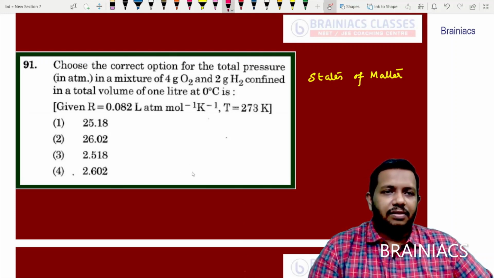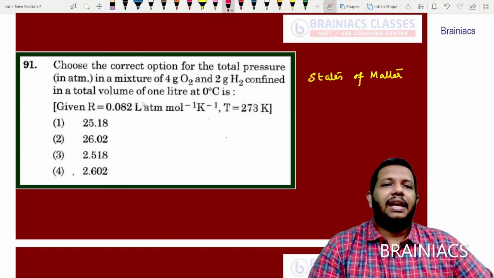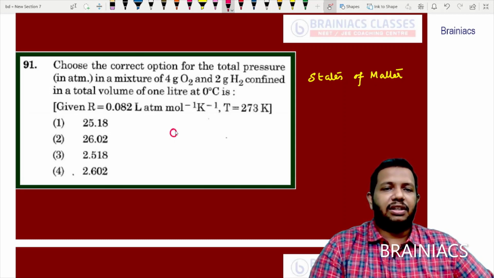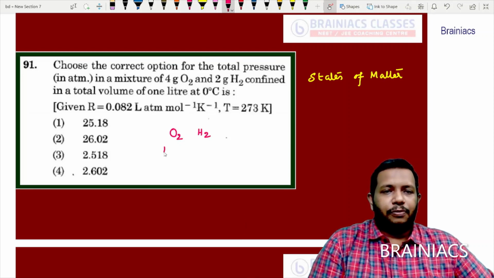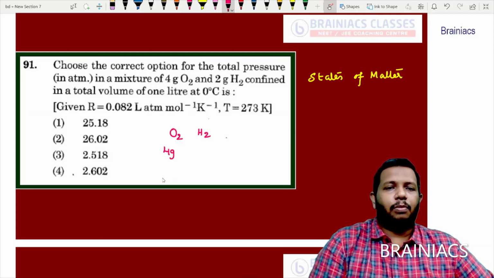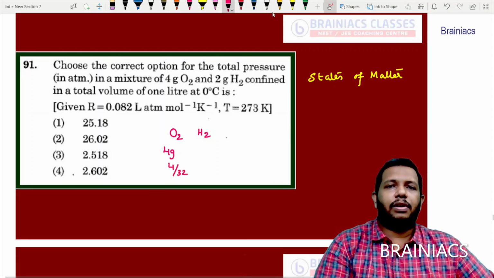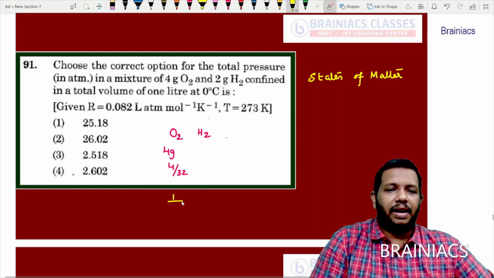So let's look at this question. Choose the correct option for the total pressure in a mixture of oxygen and hydrogen. So you have oxygen and hydrogen present in a mixture. You have 4 gram of oxygen present. So number of moles we know is 4 divided by 32. So that will be coming around how much? I can say this will be 1/8.